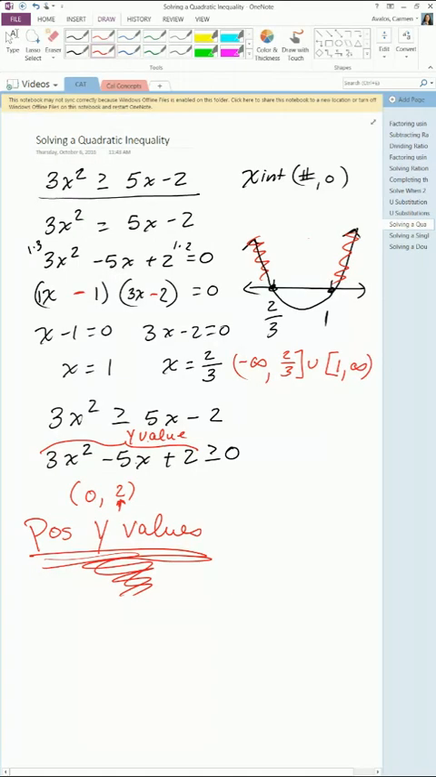And so the solution is that any number that is less than or equal to 2/3 is going to make this inequality true. Any number greater than or equal to 1 is going to make this inequality true. So if I choose anything from there and substitute it back in, I am going to get a value that is going to make the inequality true. So your solution is this. Okay?